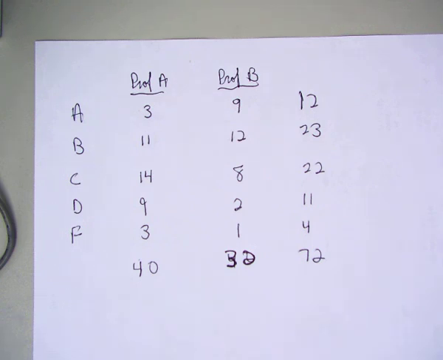Alright, so in this problem, we have two professors and their grade distributions are shown, and we want to figure out, is there a difference or is there evidence that one of them is easier than the other?